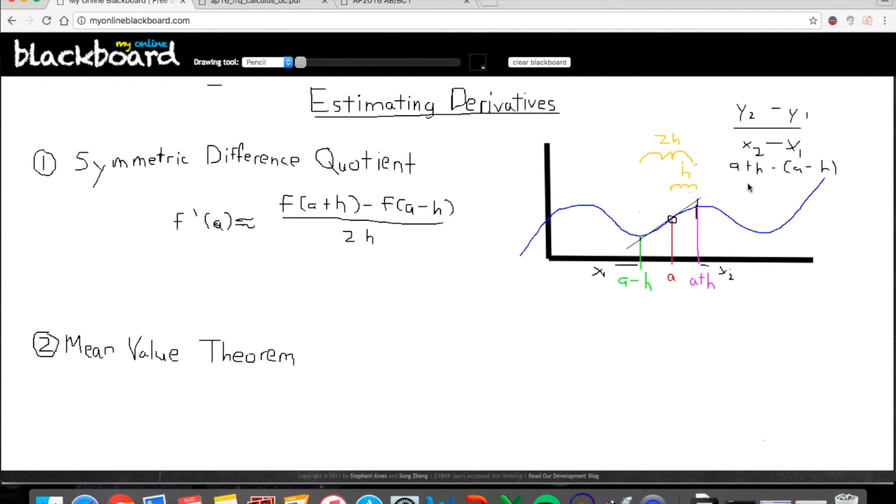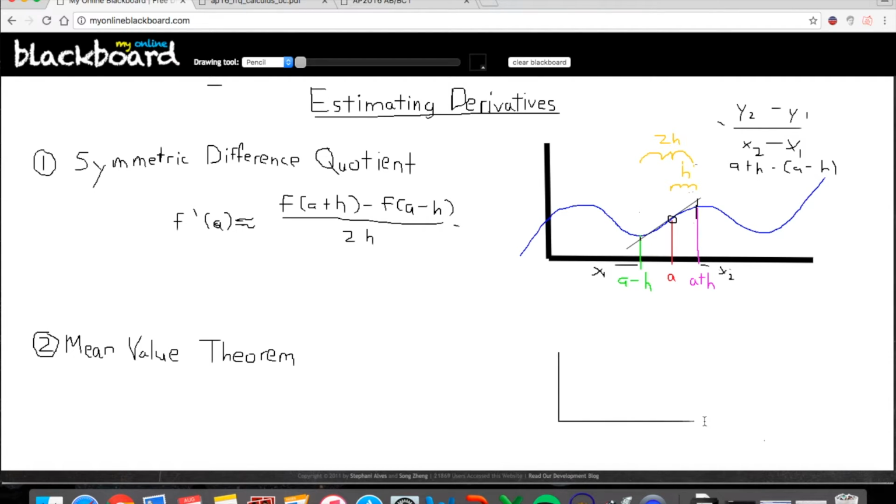As for y2 and y1, y2 would just be this function over here at a plus h, and we subtract from it the function at a minus h. So, as you can see, this is the slope formula, just rewritten in a different way. Now let's talk about the mean value theorem.